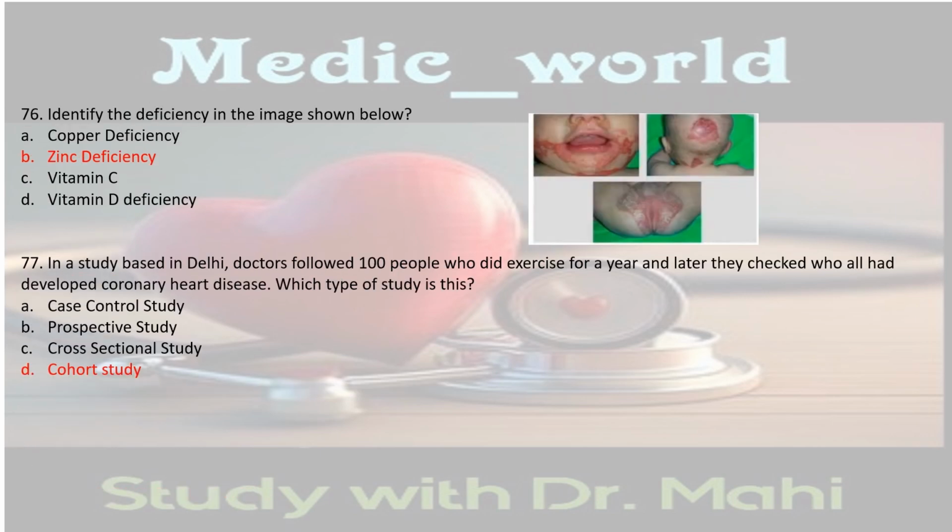Now the next question. Identify the deficiency in the image shown below. In the image shown below, it is acrodermatitis enteropathica. So the answer here is zinc deficiency. Now the next question. In a study based in Delhi, doctors followed 100 people who did exercise for a year and later they checked who all had developed coronary heart disease. Which type of study is this? This is the prospective cohort study.